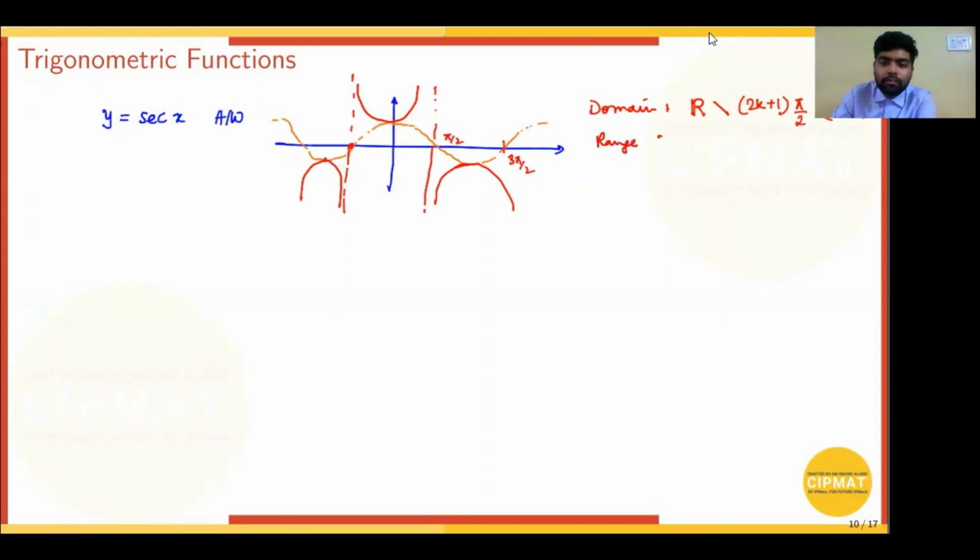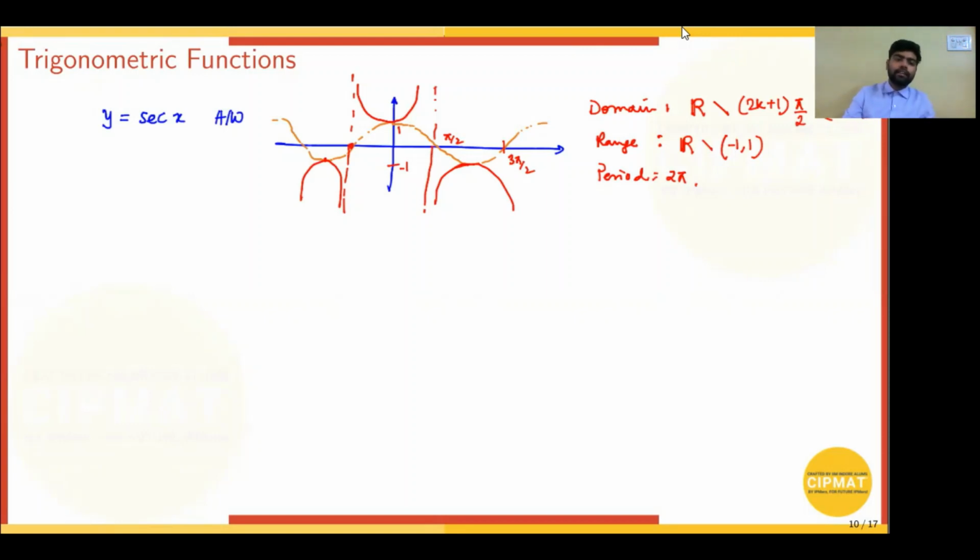And what should be the range of this particular function? You can clearly see that except from -1 to 1, it is basically taking all values. So it is going to be the set of all real numbers except the open interval from -1 to 1. That will be the range. And the period over here is going to be 2 pi.